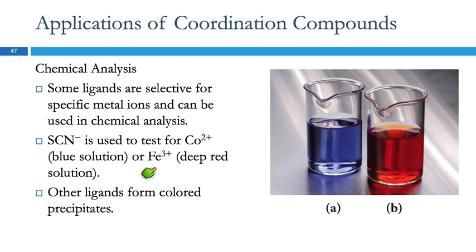It can also be used for iron 3, a deep red solution. This one's just not as concentrated as yours was. Yours looked like blood, right? So red you couldn't see through it. Other ligands may form different colored precipitates, so they can be used for analysis.